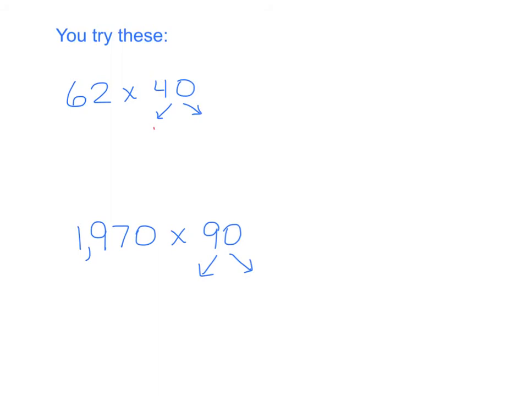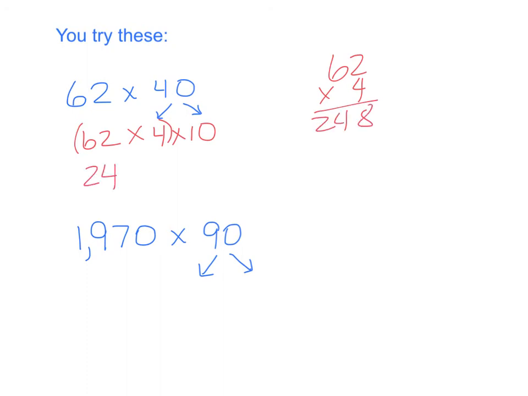Okay, first you should have broken the 40 into 4 times 10. So you did 62 times 4 first, which gives you 248. So 248 times 10, because I have a 0, I go one place to the right, and that allows me to add the 0 on the end. So 2,480 was your first answer.